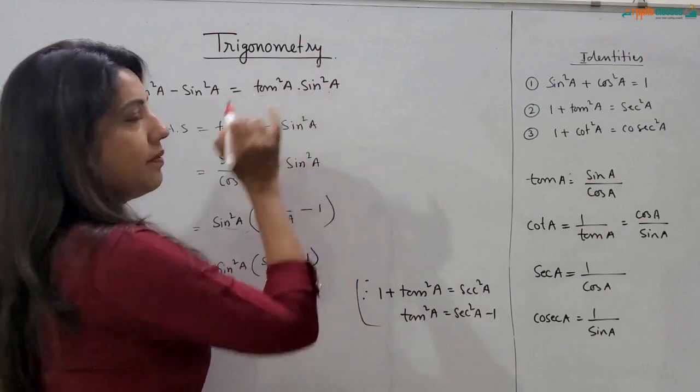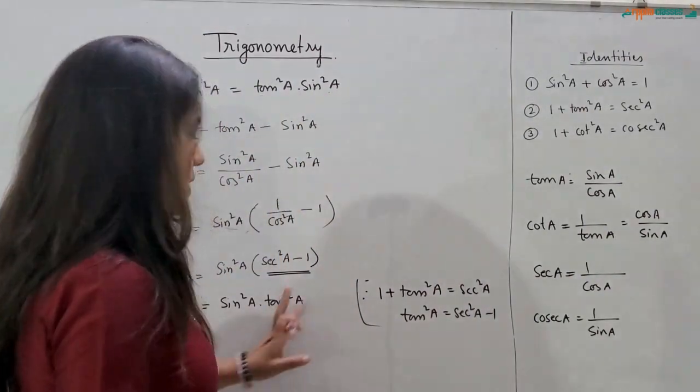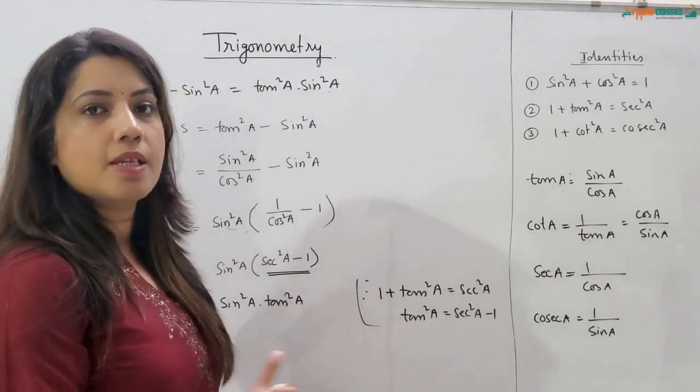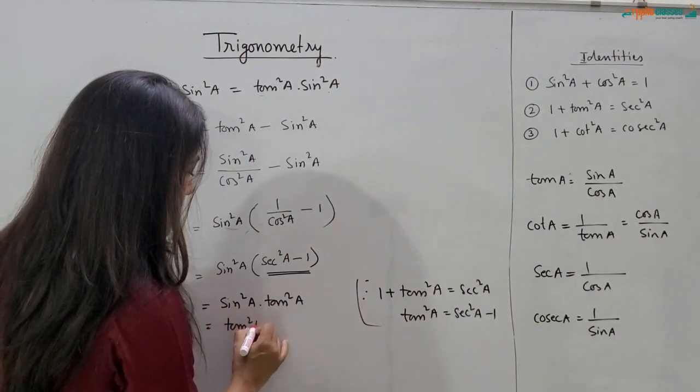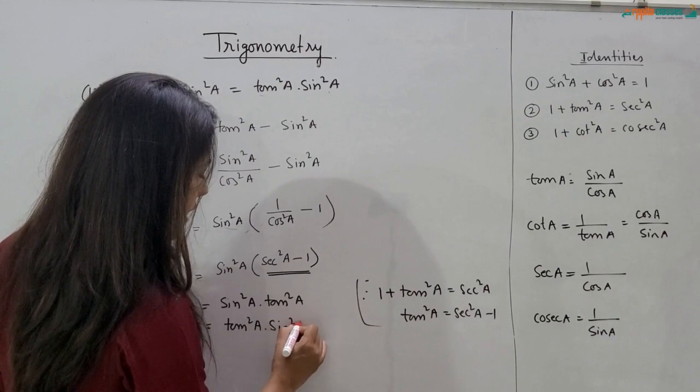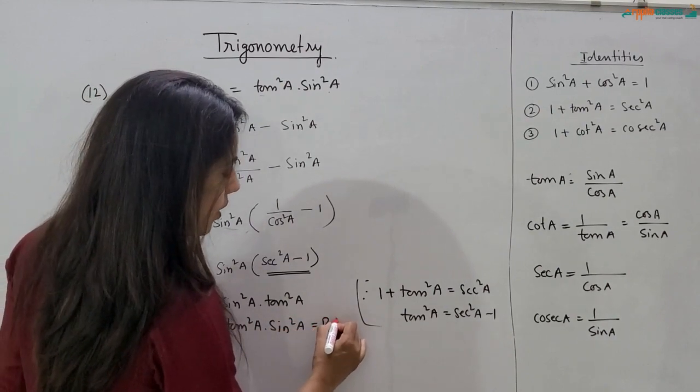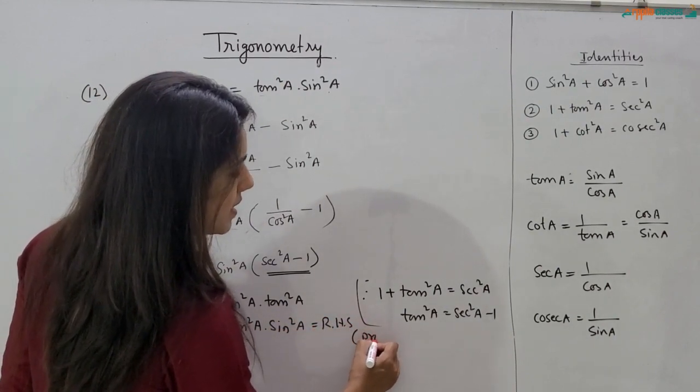In the right hand side, we have tan square A into sine square A. So, this is the same only, A into B is equal to B into A. So, we will just write it the way it is given in the question, tan square A into sine square A, which is equal to the right hand side and hence it is proved.